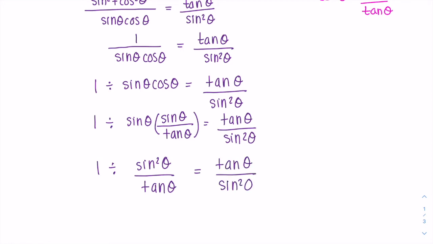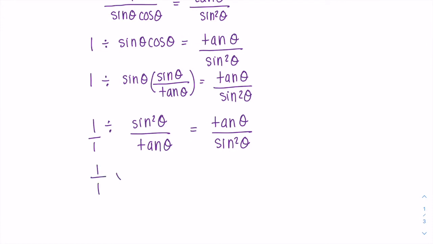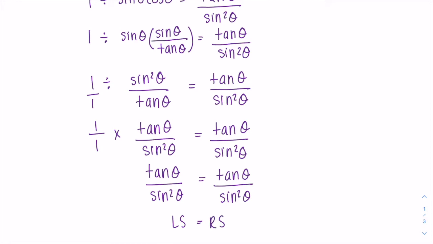So remember, when I divide fractions, I flip the second one and multiply. So that's what we're going to do. And we're just multiplying by 1, so we can get rid of that. So we'll end up with tan theta all over sine squared theta. So now we have that our left side is equal to our right side, which is exactly what we wanted.